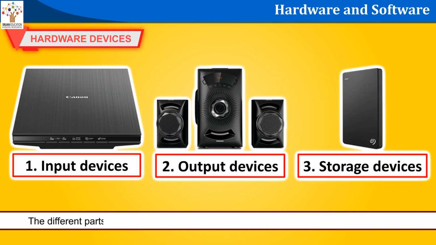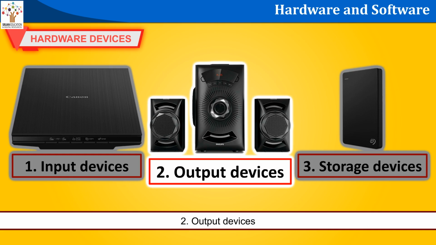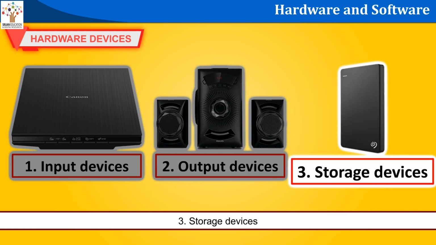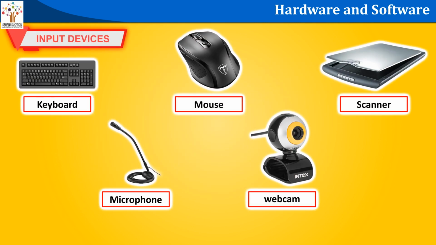The different parts or components of a computer can be divided into the following categories: input devices, output devices, storage devices. Cool fact: typewriter is the longest word that you can type using the letters present on the first row of the keyboard. Input devices.